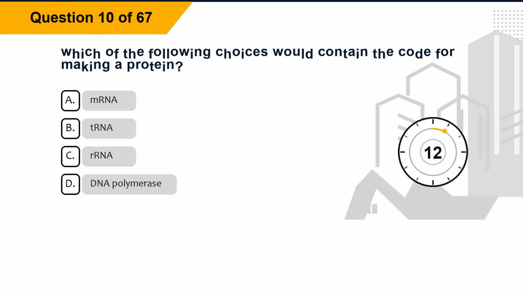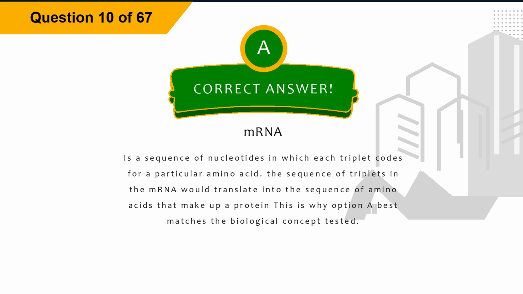Question 10. Which of the following choices would contain the code for making a protein? Option A, mRNA. Option B, tRNA. Option C, rRNA. Option D, DNA polymerase. The correct answer is option A, mRNA. Explanation. mRNA is a sequence of nucleotides in which each triplet codes for a particular amino acid. The sequence of triplets in the mRNA would translate into the sequence of amino acids that make up a protein. This is why option A best matches the biological concept tested.